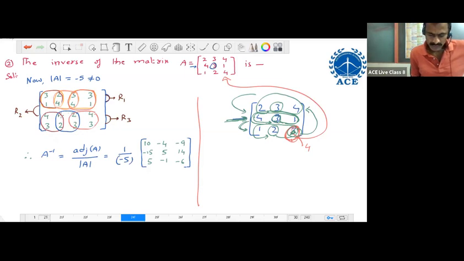6 minus 4. Sorry, 8 minus 4. This is 4. Middle one is 4. 1 minus 16 minus 15. 8 minus 4, 4. 16 minus 2, 14, right? Yeah. Right. Now it is right. Correct answer.